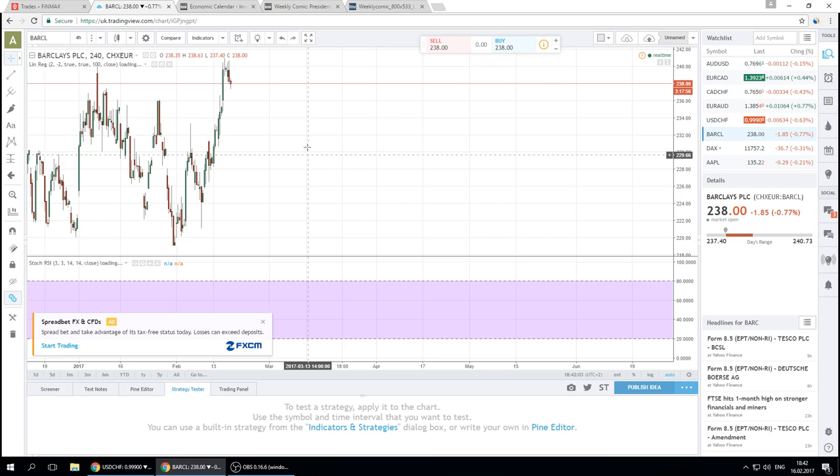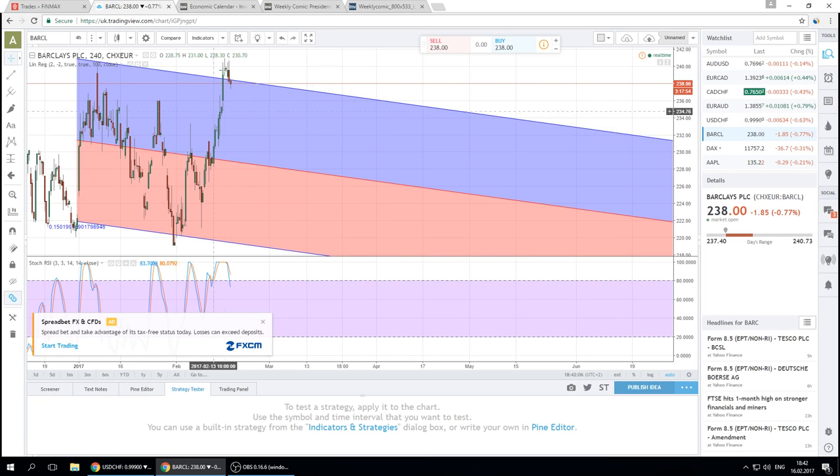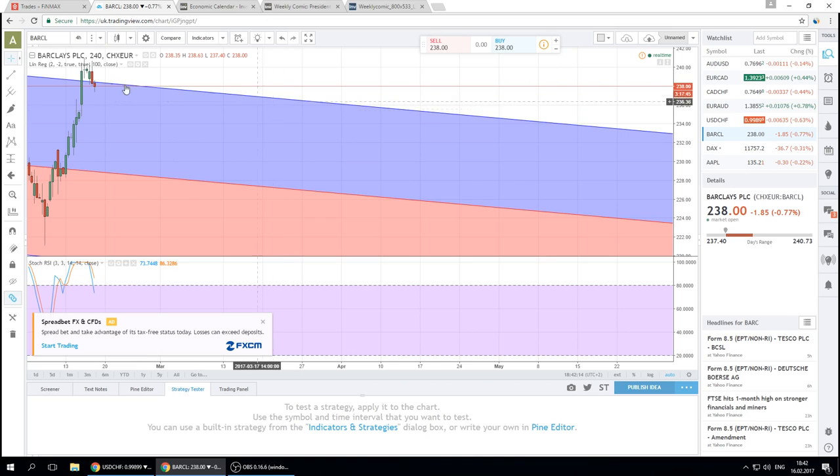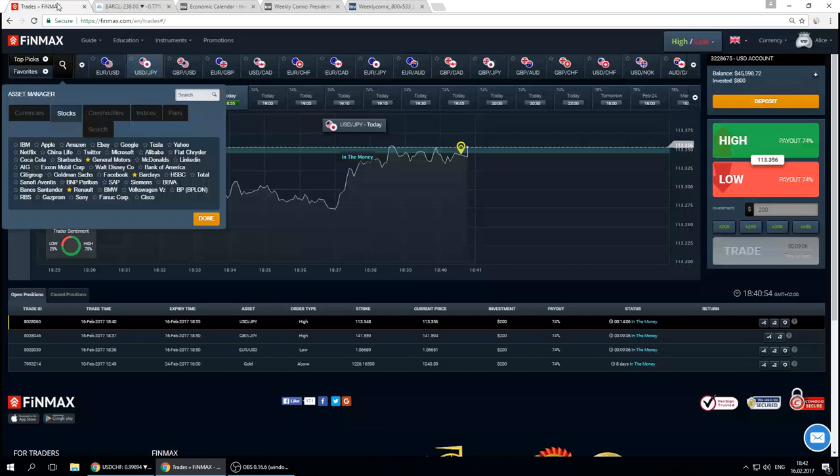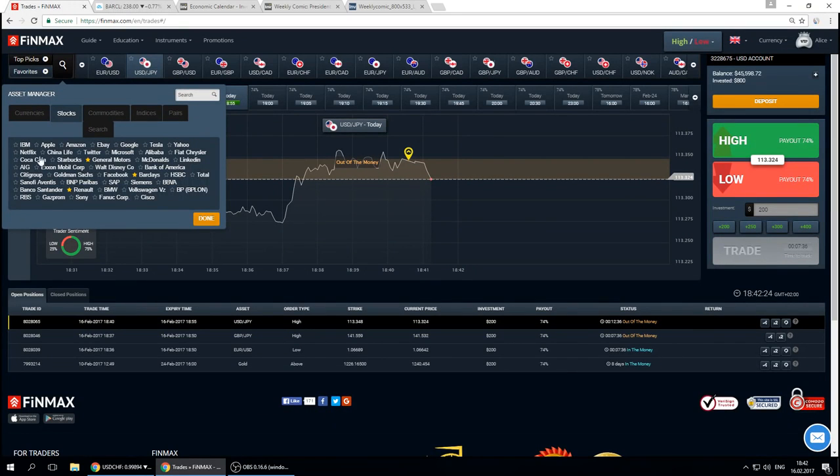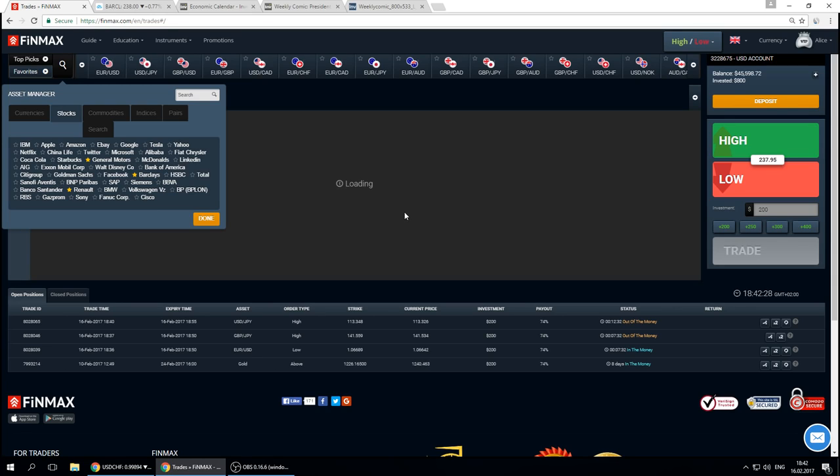What do we see on Barclays? Also, you see the price for Barclays stock had reflected from the upper line, here we see the pin bar figure, and the situation is also good to open a long-term trade for Barclays. I'm not sure if we are in trading hours, but let's try.